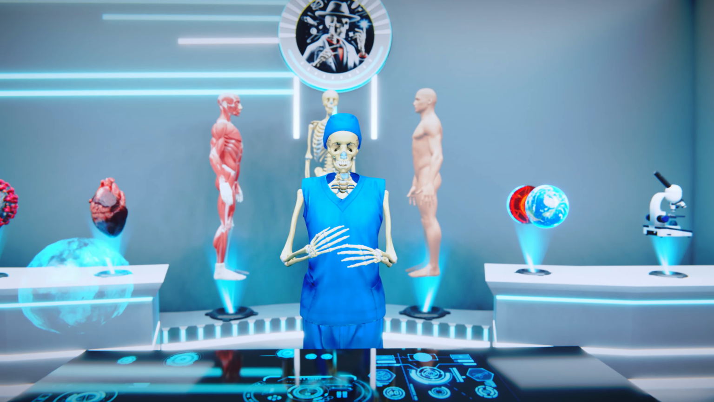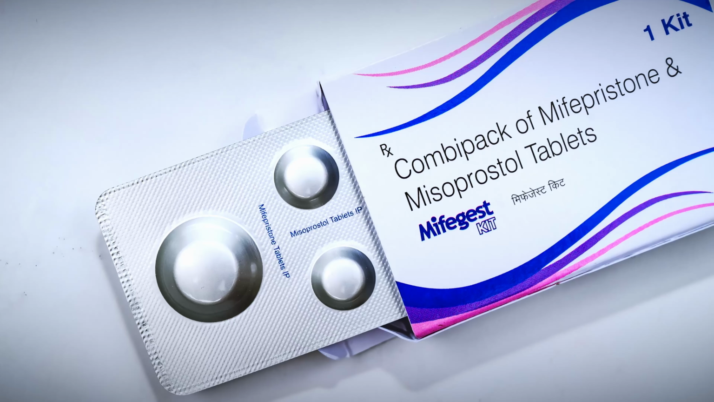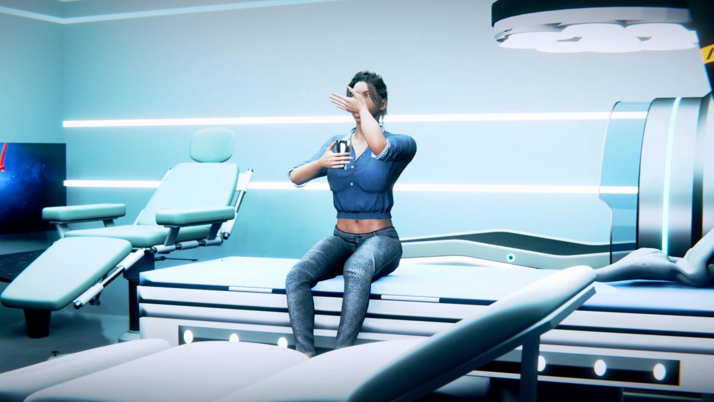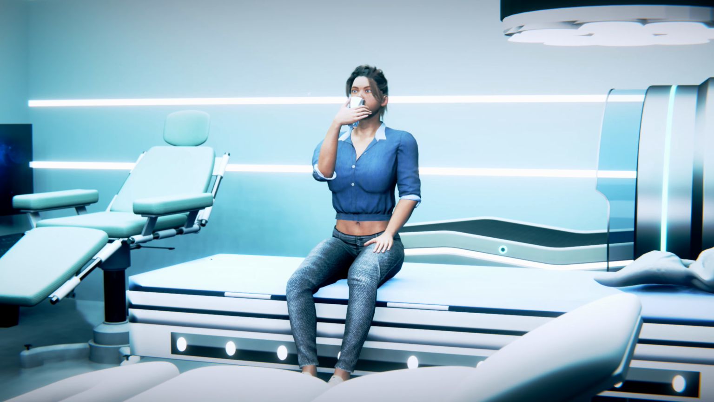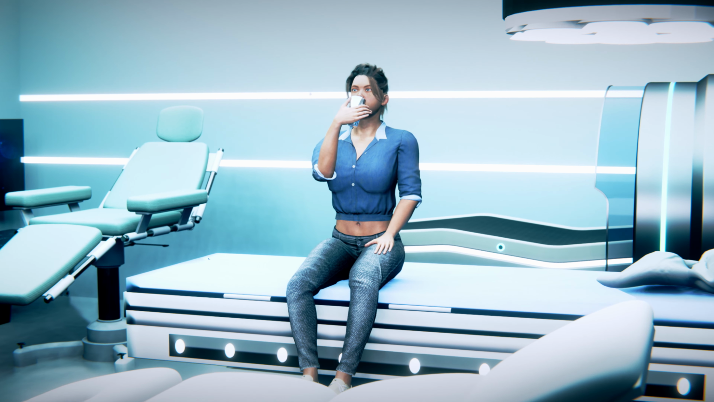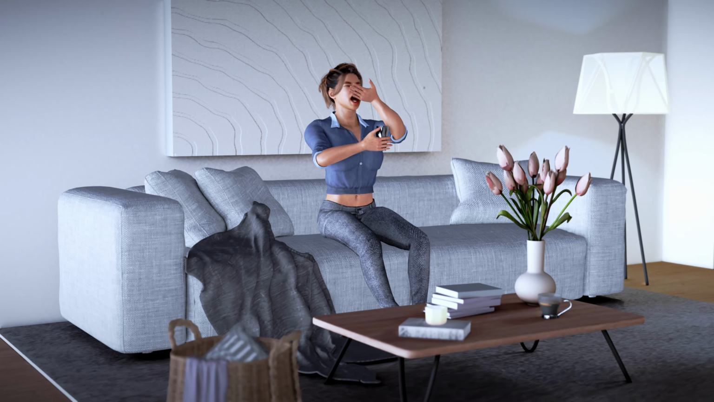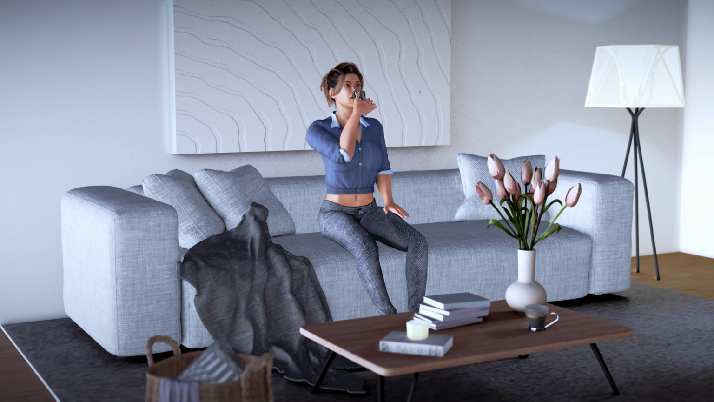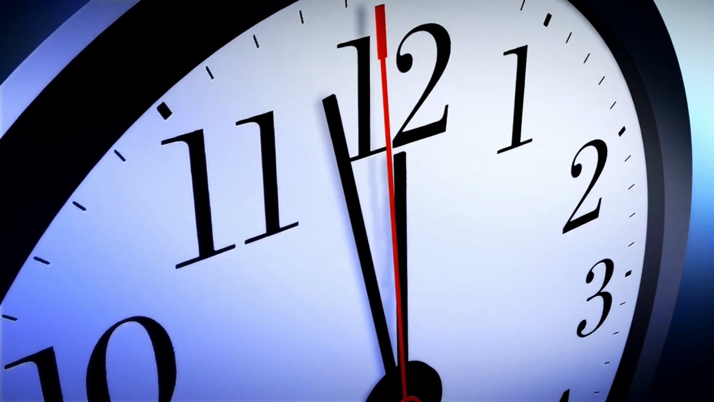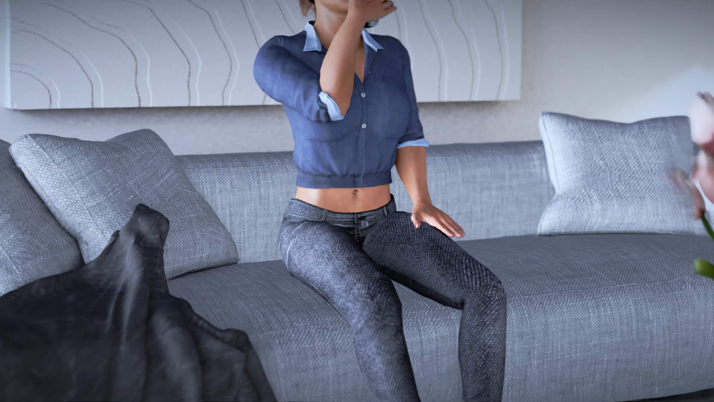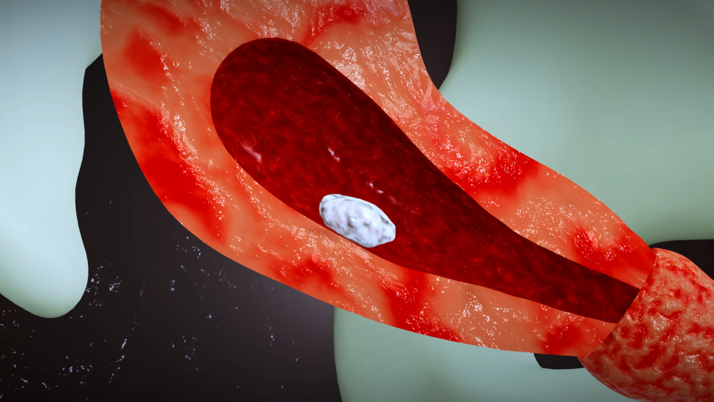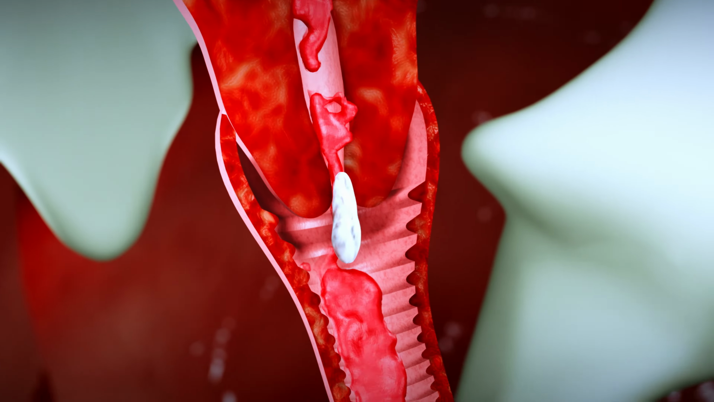In this process, two types of medicine are taken: mifepristone and misoprostol. The first medicine, mifepristone, is taken at the clinic. It blocks the hormone progesterone, which is necessary to maintain pregnancy. The second medicine, misoprostol, is usually taken at home 24 to 48 hours later. Misoprostol contracts the uterus and expels the pregnancy tissues.